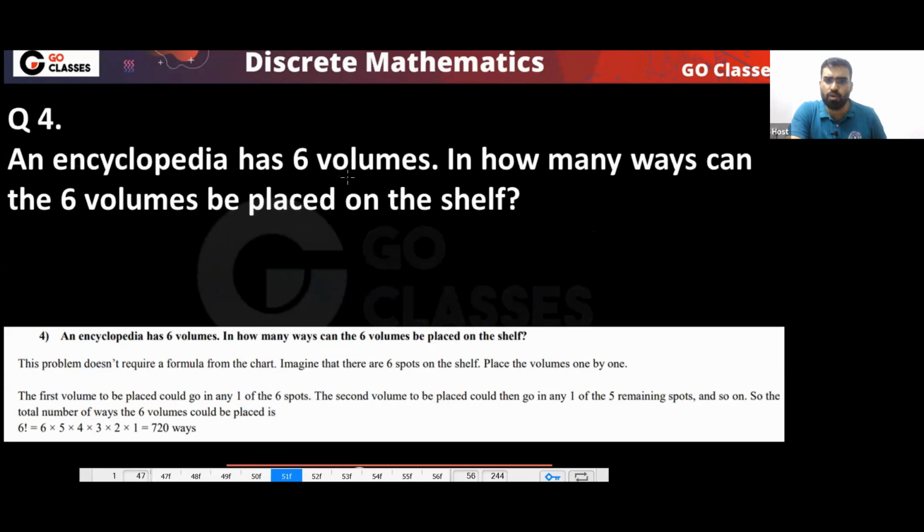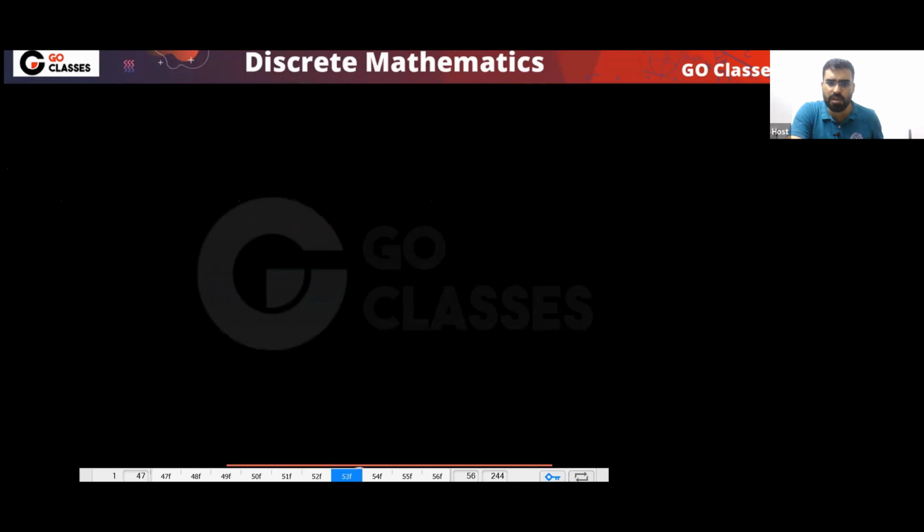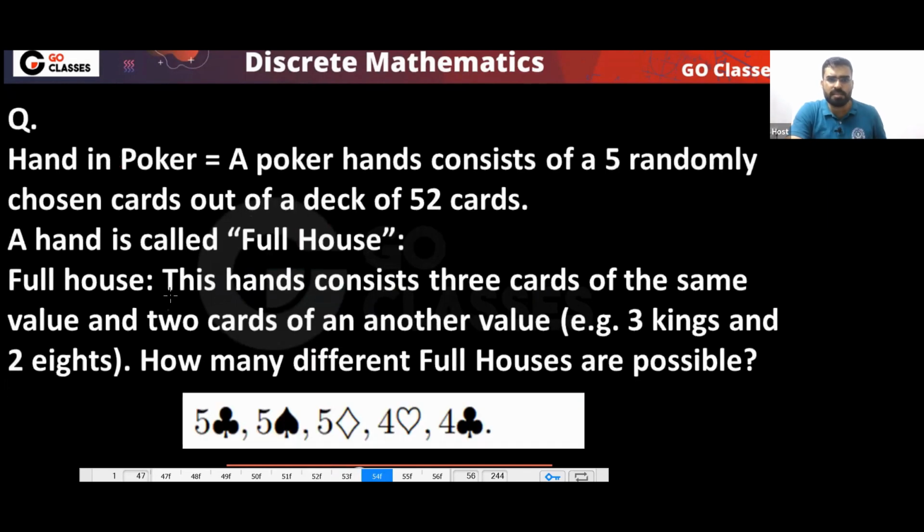An encyclopedia has 6 volumes. In how many ways can the 6 volumes be placed on a shelf? That is your 6 factorial. Very simple. Next, this is another type of question they can ask you. They will give you some definition and then ask you how many.